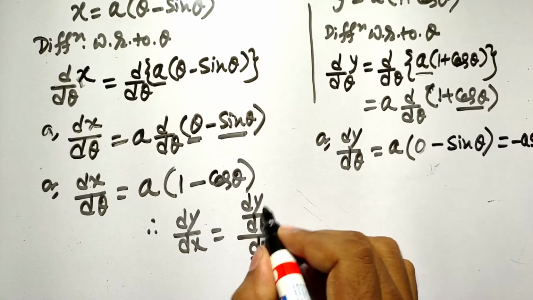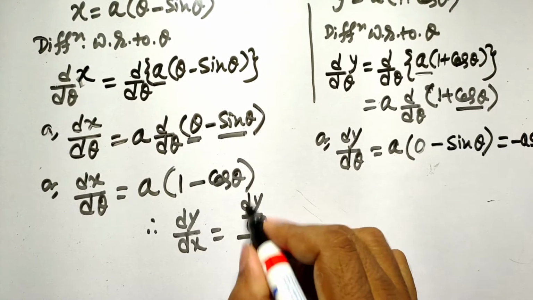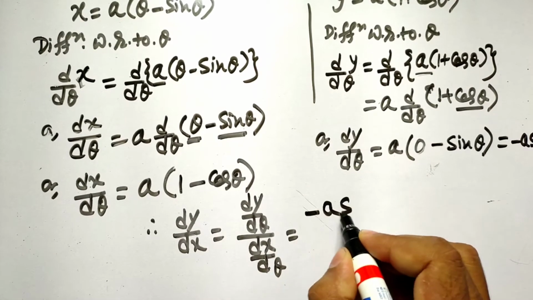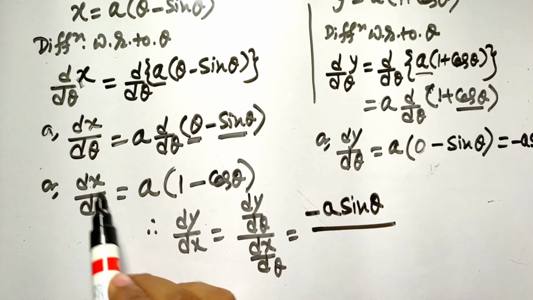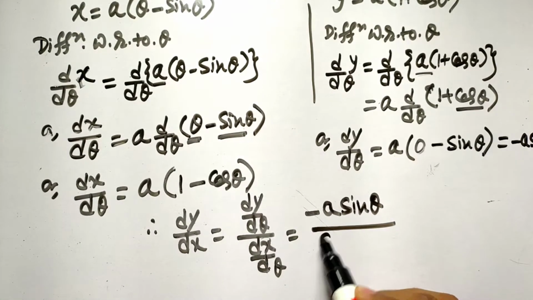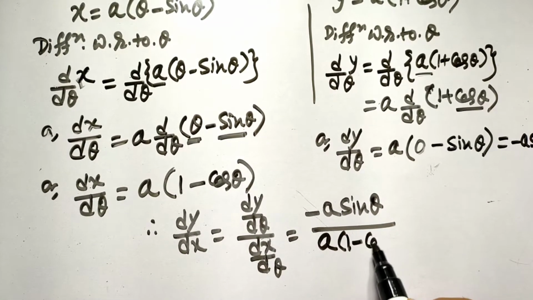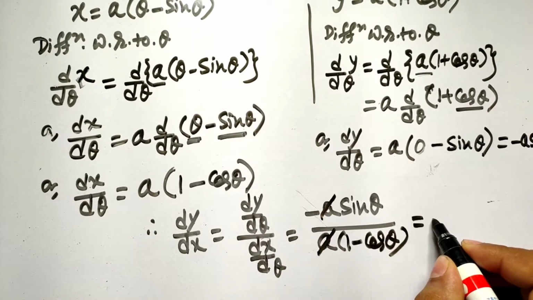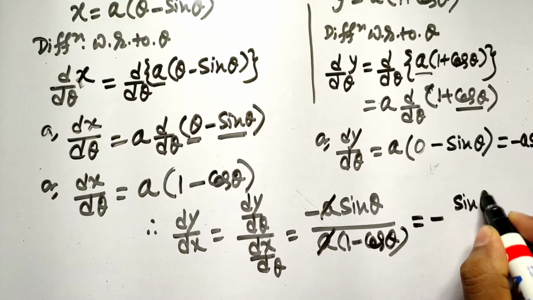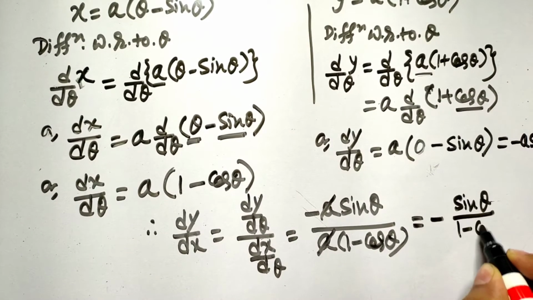Put the value of dy by d theta in the numerator, that is minus a sin theta, whole divided by the value of dx by d theta, that is a into 1 minus cos theta. A cancels, so this will become minus sin theta divided by 1 minus cos theta.